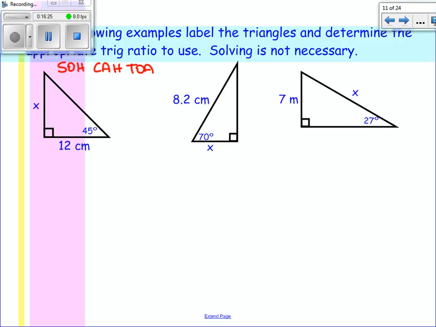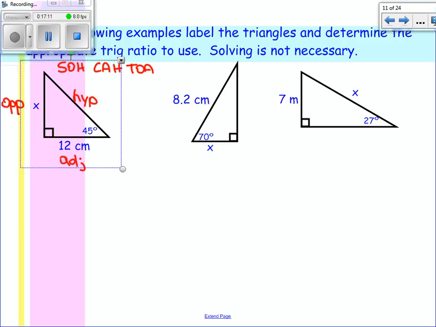So this is going to be my opposite. This is my hypotenuse. This is my adjacent. You pick an angle that they've given you. They gave me 45. I draw a line coming out of 45. Whatever I hit, that's my opposite. Think of it as it's the opposite to the angle, right? It's on the opposite side of it.